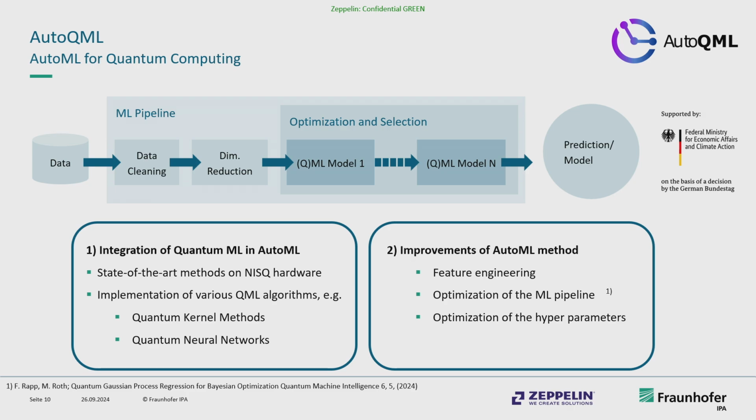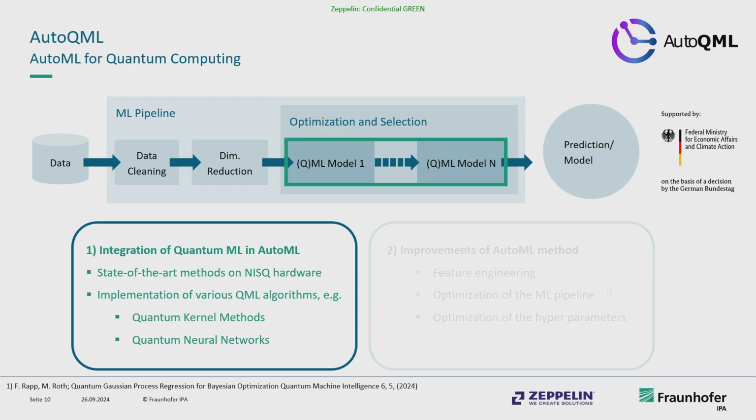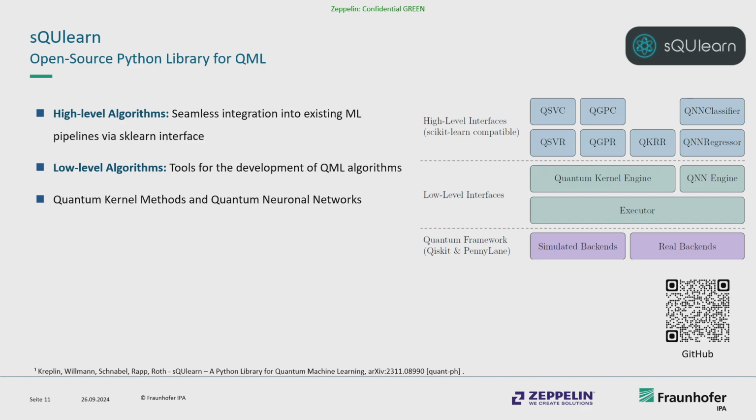So for today, I want to skip a little bit the second pillar and mainly concentrate on the first one. So how do we integrate the quantum machine learning into the AutoML? And when we started, we quickly found out that it is beneficial to just factor all this out into a separate framework, which is also open source now.